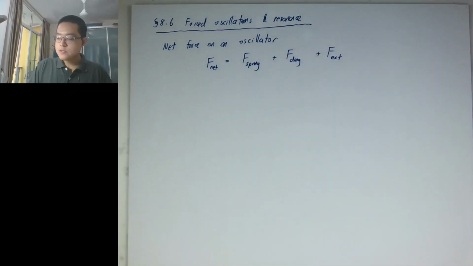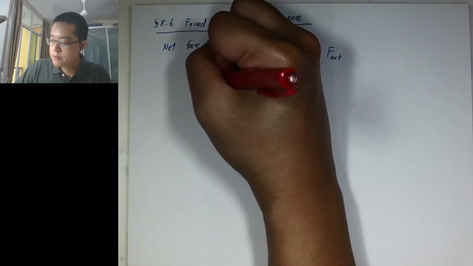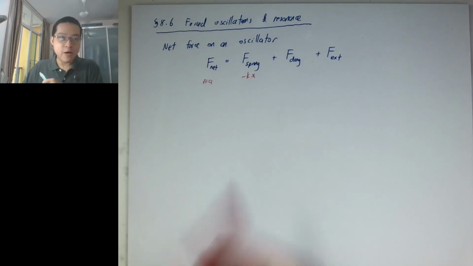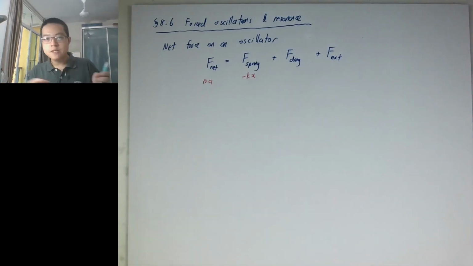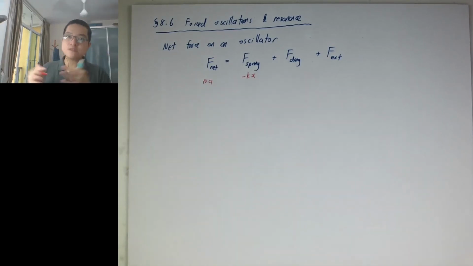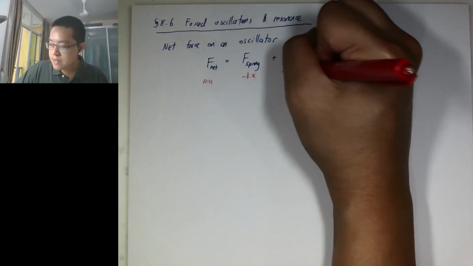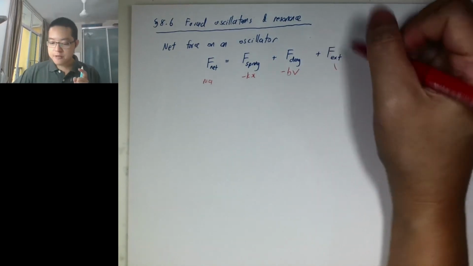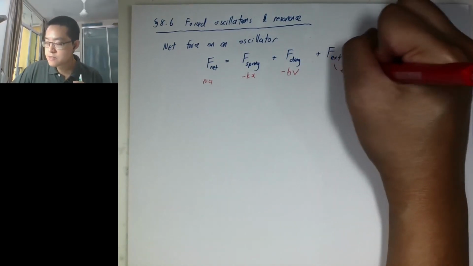So we were talking about ma, right? The force due to the spring is negative kx, negative because it is always pushing it back towards the equilibrium position. Then the drag force is always opposite to velocity, always against the motion. So this is negative b times the velocity. And now I add another force, an external force.